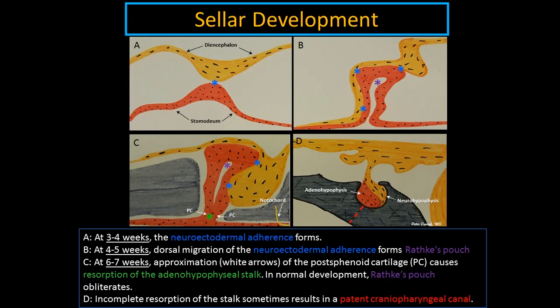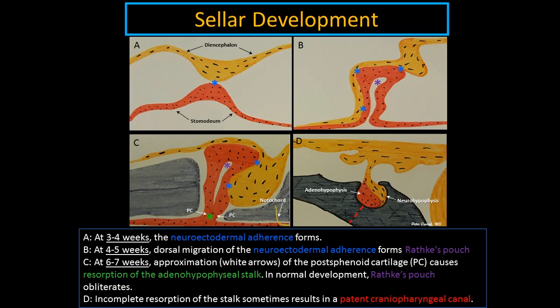It's important to note that understanding sellar development as well as development of the clivus is important, as there are many normal variants that occur within the central skull base related to its embryology. At 3 to 4 weeks, the stomodeum and diencephalon combine to form the neuroectodermal adherence indicated by the blue asterisk.